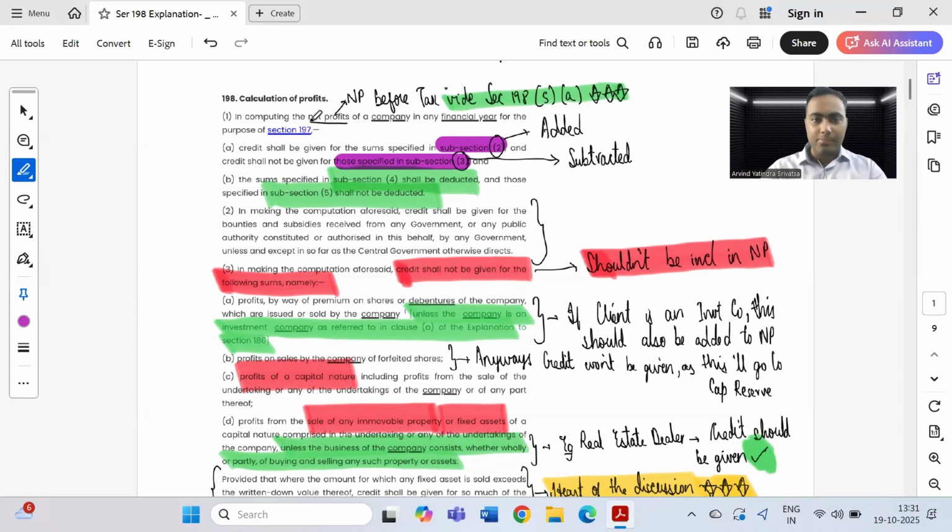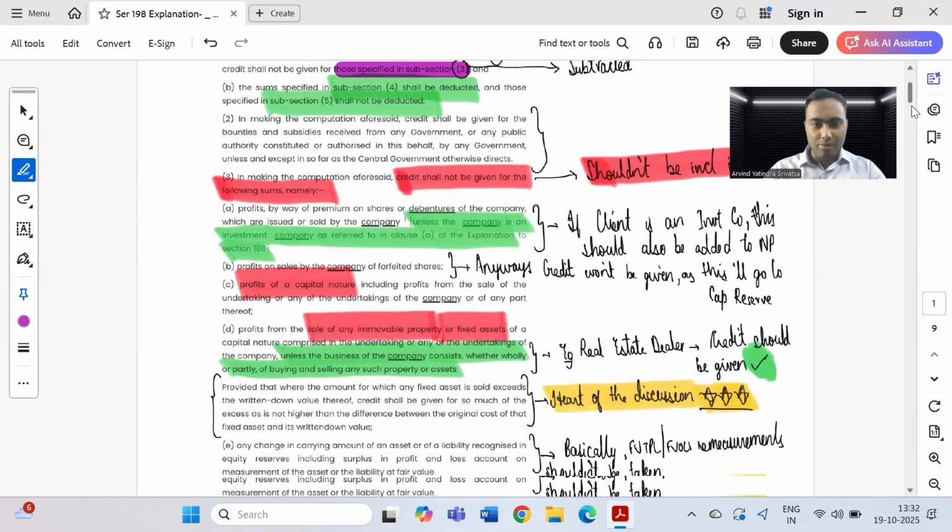So here, in computing the net profits of a company, you will have a very simple doubt here. Should we start with the net profits of the company before tax in our P&L, or should we start with the net profit after tax in our P&L? So that is what I've written here. Section 198(5)(a) clarifies that it is net profit before tax, which is the starting point. Let's just move down to 198(5)(a) and understand why it is net profit before tax, right?